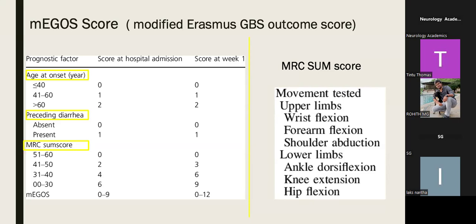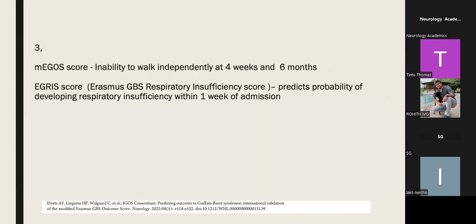The second part of the question was, when was MIGO score tested? It is tested first at the time of hospital admission and then at 1 week after admission to the hospital. Third part of the question was, what does MIGO score predict? And also, what does ECRIS score predict? MIGO score predicts patient's inability to walk independently at 4 weeks and 6 months. And ECRIS score or Erasmus GBS respiratory insufficiency score predicts a probability of developing respiratory insufficiency within 1 week of admission to the hospital.